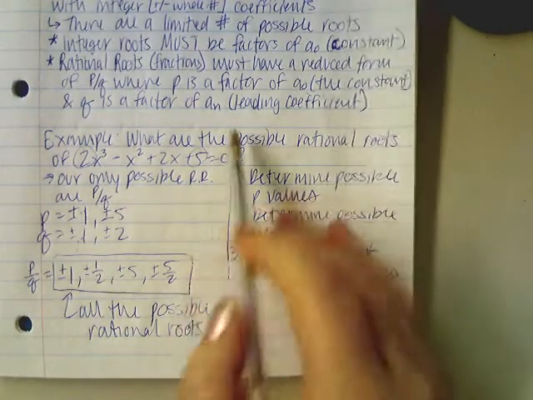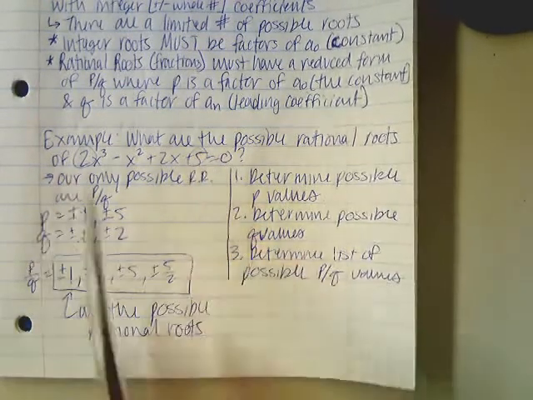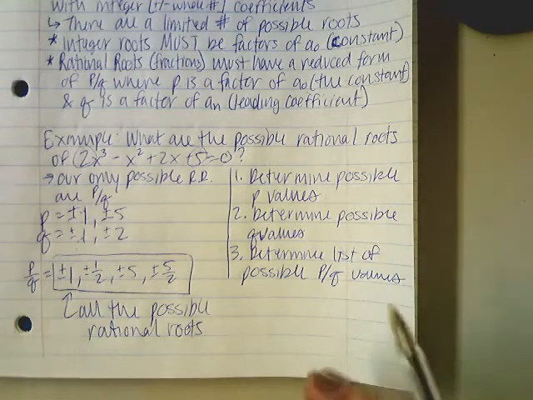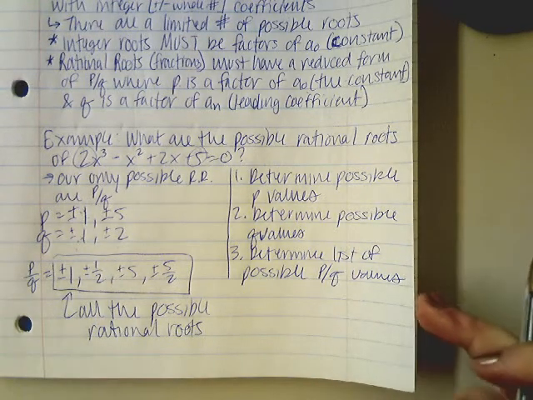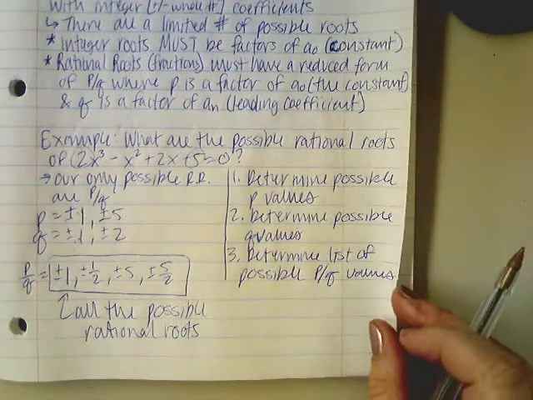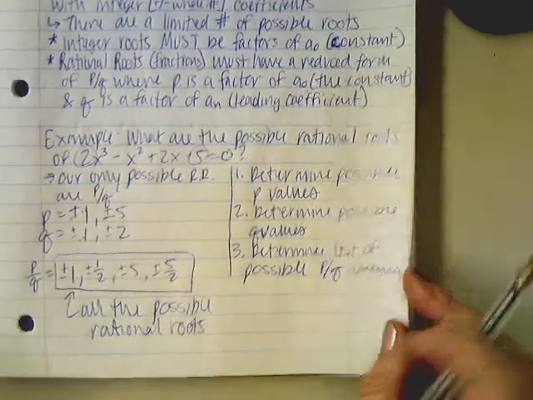You just make a list of all the factors of your constant over all the factors of your leading coefficient. All right, so I hope you understand how the rational root theorem works, or what it's saying at this point, but why are we learning it? What will this actually help us do? I'm going to move on to an example of that next. So I'm going to flip the page for that.